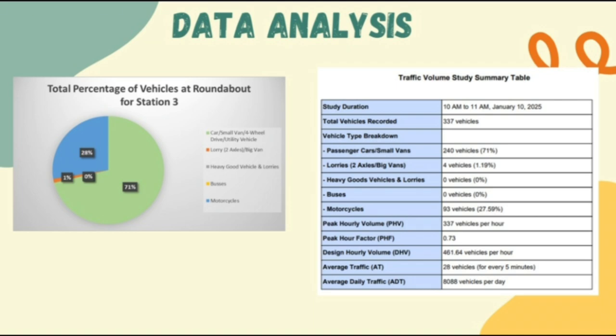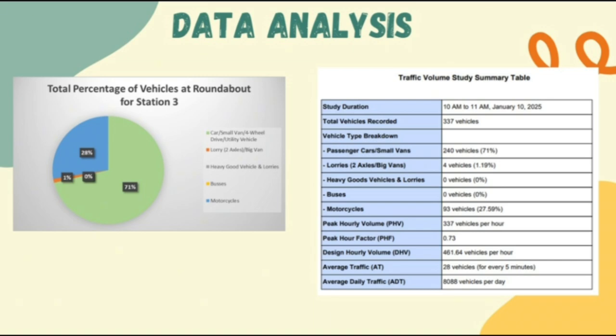From the summary table, we can conclude that peak hourly volume is 337, peak hour factor is 0.73, design hourly volume is 461.64 vehicles per hour, average traffic is 28 vehicles for every 5 minutes, and average daily traffic is 8,088 vehicles per day.